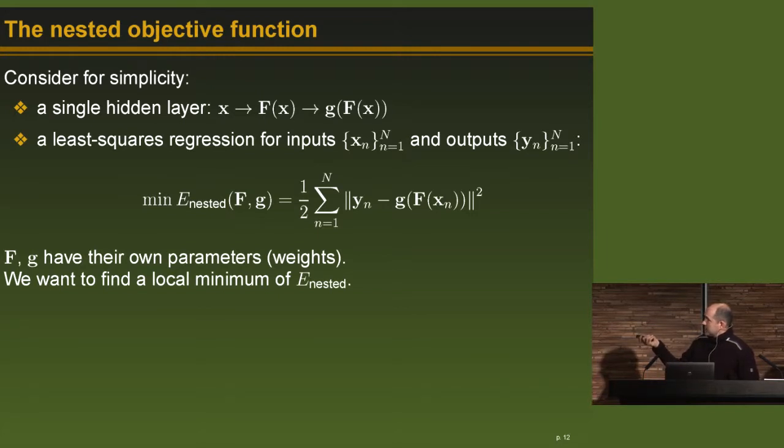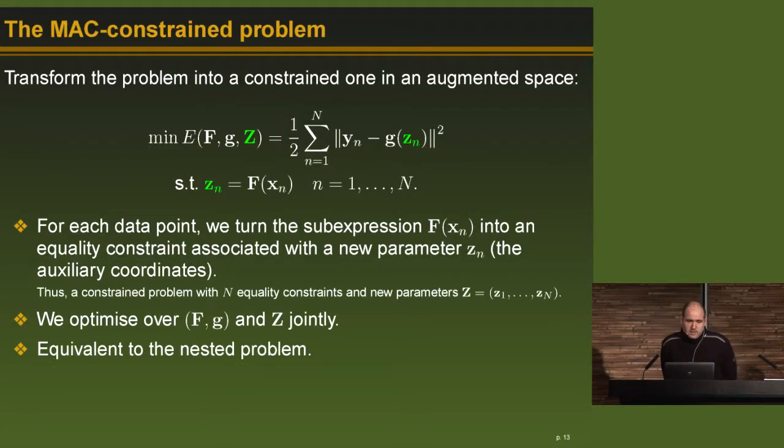You can see that we have here this nested function, and we want to optimize jointly over G and F, which have their own parameters, and we want to find a local minimum of this nested function. Okay, then the first thing that I said that we need to do is to introduce these variables, these auxiliary coordinates, to turn the problem into a constrained one in an augmented space.